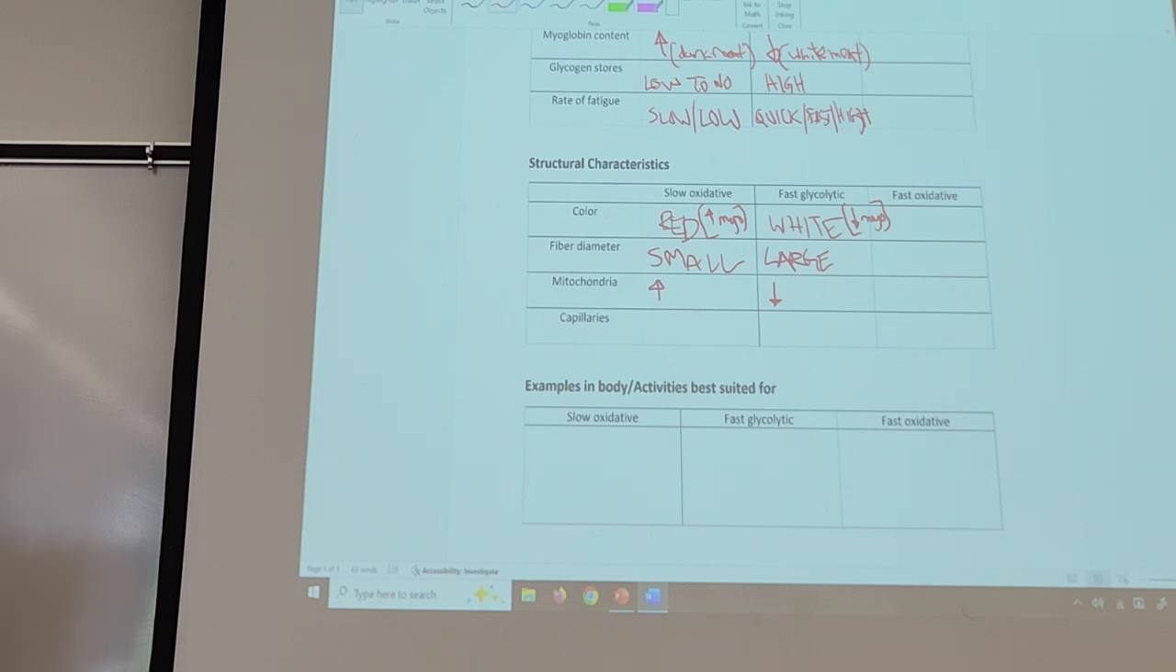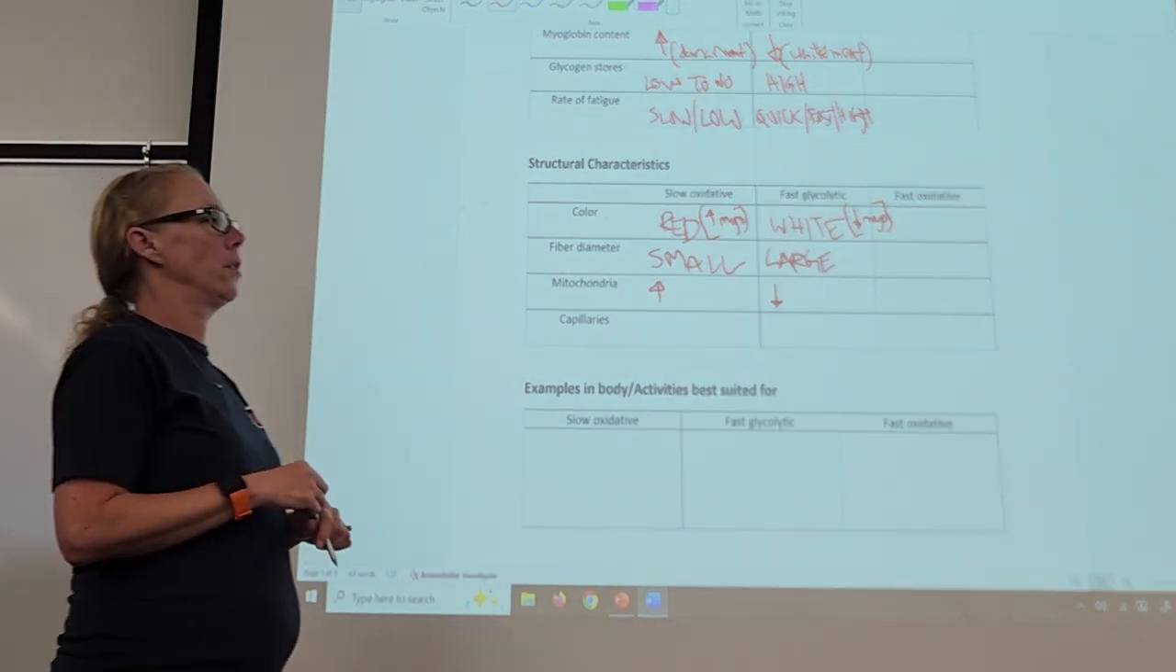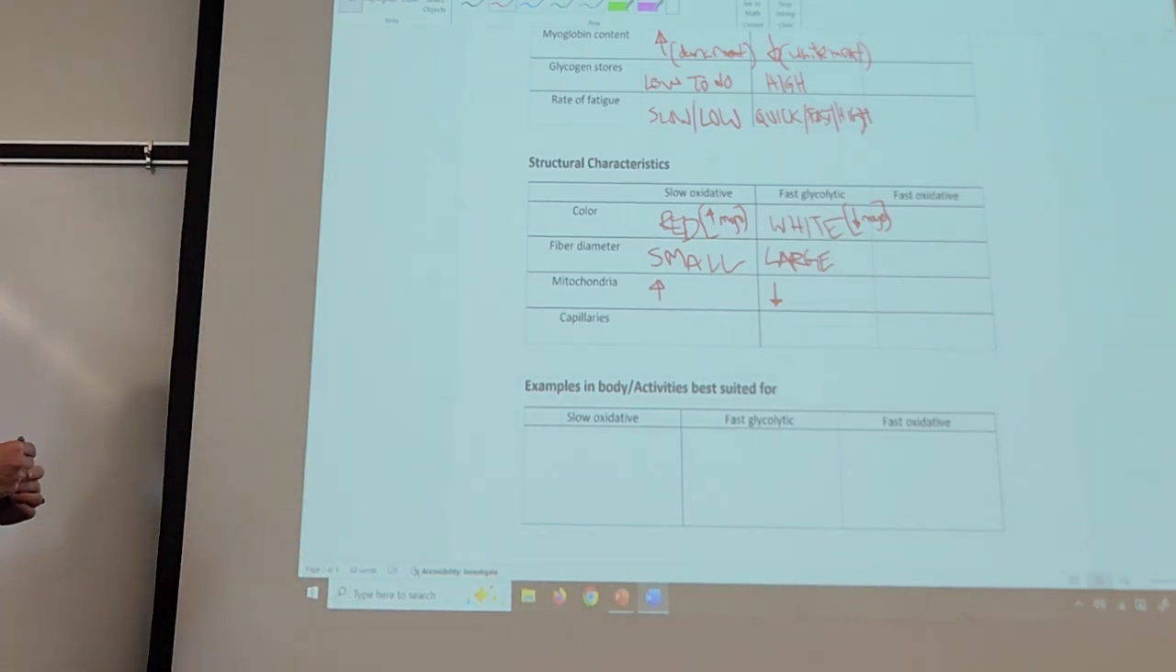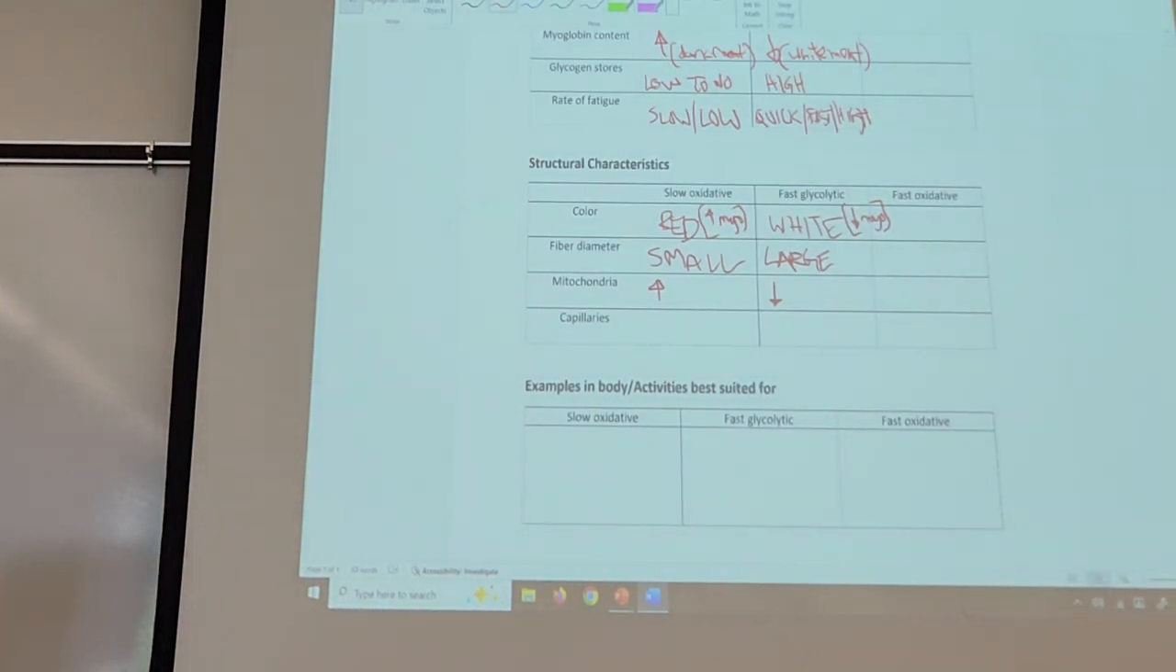The next one you should be able to figure out too: capillaries, so blood supply to the muscle fiber. Slow oxidative fibers utilize oxygen to generate their ATP. So do you think you need blood vessels nearby? Yes, sure you do. So the relative concentration of capillaries for slow oxidative fibers is many. There's lots. Whereas fast glycolytic, they don't need them. They're using sugars, so few. Not many at all.